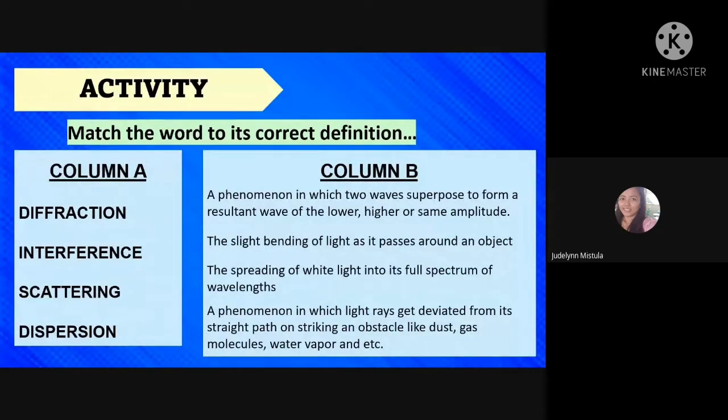Next, what word is defined as the slight bending of light as it passes around an object? It is the spreading of white light into its full spectrum of wavelengths. It is defined as a phenomenon in which light rays get deviated from its straight path on striking an obstacle like dust, gas molecules, water vapor, and others.